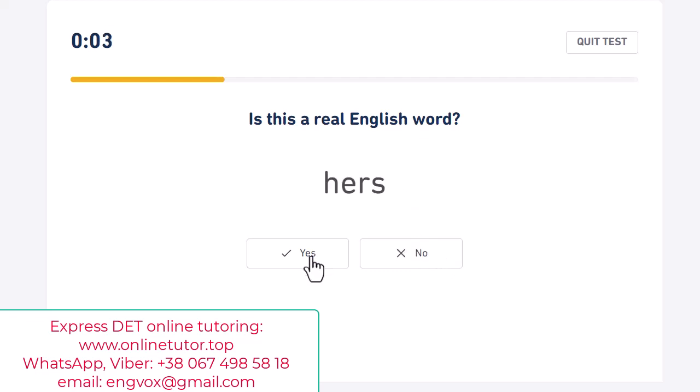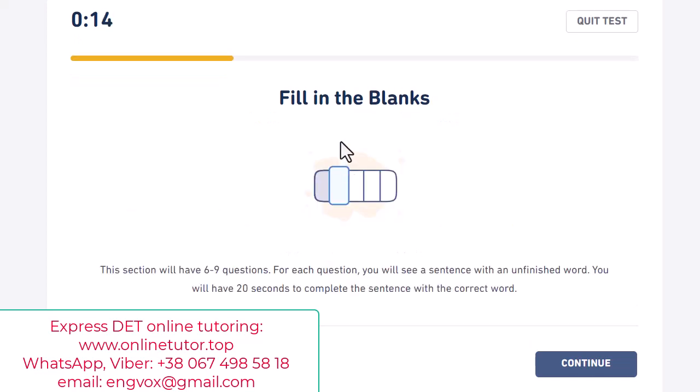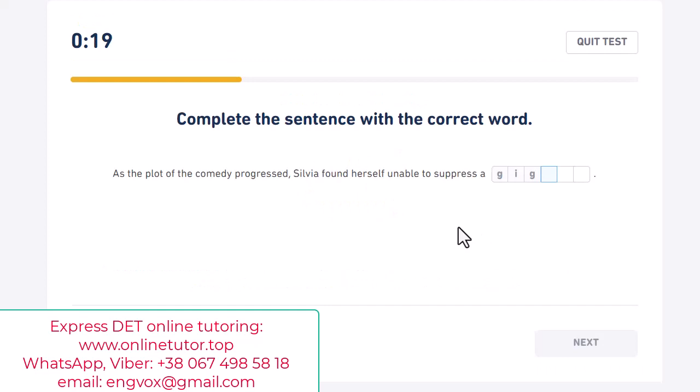Of course, you know why they place such a simple word. And now, fill in the blanks. Even maybe more dynamic, in the sense that you have to guess this mini context in the absence of macro context. So it resembles, of course, read and complete, but you will see now we have only one sentence. As the plot of the comedy progressed, Sylvia found herself unable to suppress a giggle.